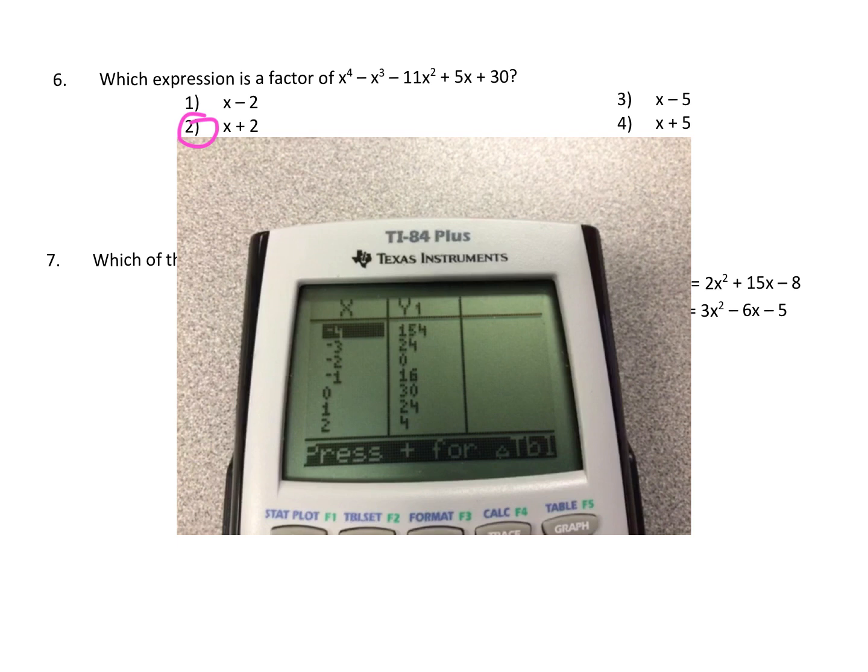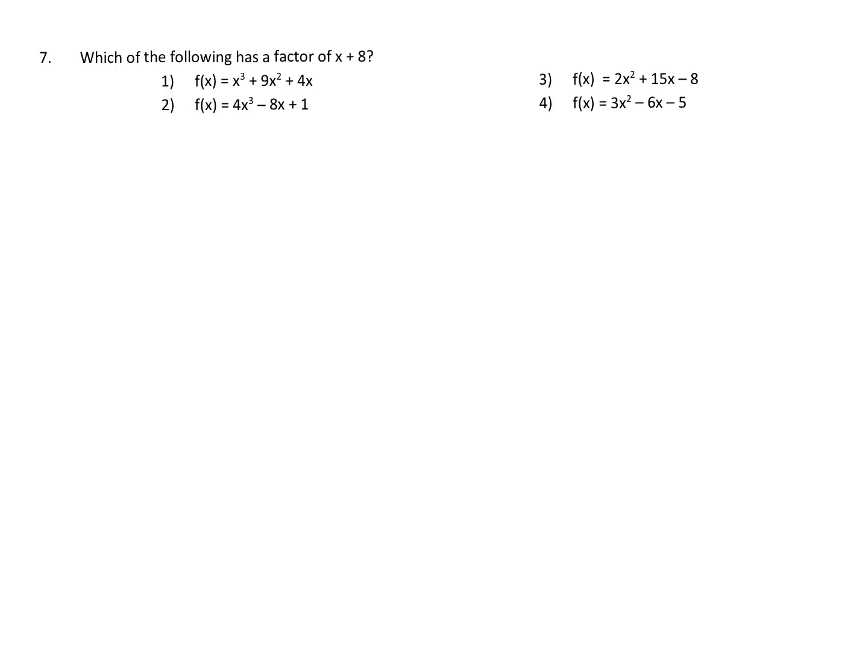All right, so let's take a look at number 7. Let me see if I can get this calculator off the screen. All right, so number 7, which of the following has a factor of x plus 8. Okay, so if we have a factor of x plus 8, then we're going to have a 0 at x equals negative 8. So honestly, what I would do is put these in my graphing calculator one by one and just go to the table of values and see which one shows that when x equals negative 8, the y value is 0.